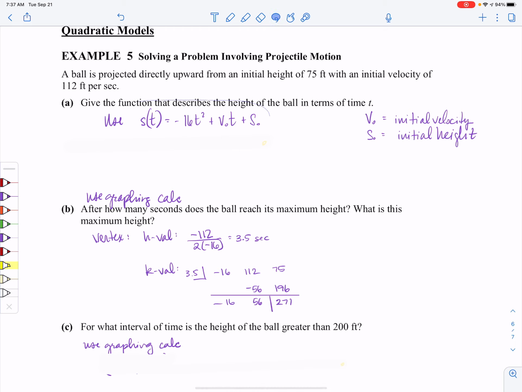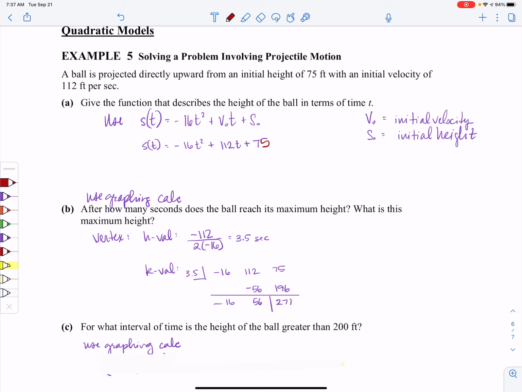And the way that you're going to do that is you're going to use this right here, where you'll notice that v sub 0 is the initial velocity. And so we've been told that the initial velocity here is 112 feet per second. So we're going to put that number in for the v sub 0. And s sub 0 is the initial height. And so my initial height is going to be 75 feet. And so we'll plug that in. So I erased my 5. And so this is going to be the equation that we're going to use.